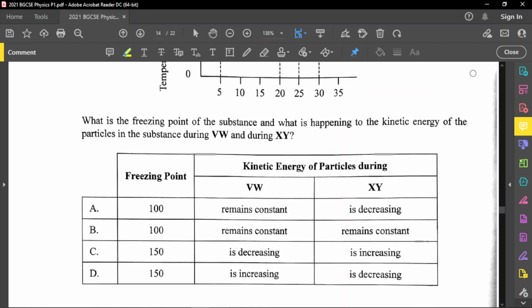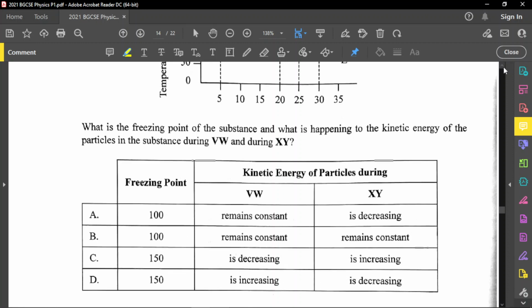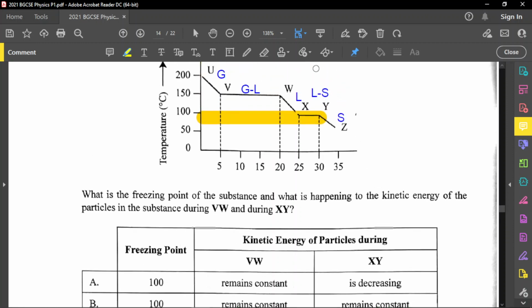But let's talk about what is happening to the kinetic energy between V, W, and also X, Y. All right, so VW first. So VW, there is no change of temperature. And remember now that kinetic energy is proportional to temperature, right? So between VW, there's no change of temperature. That means the kinetic energy must be the same, all right?